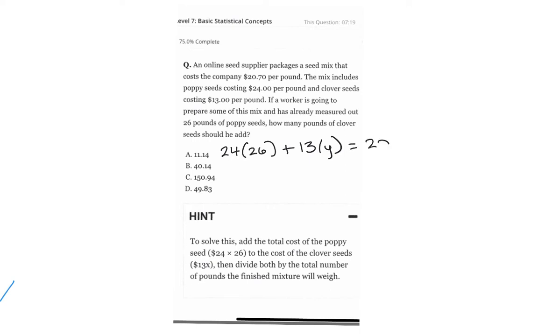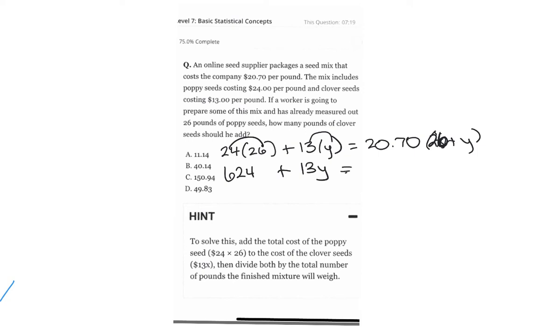And then we know we want the whole entire mixture to be $20.70 per pound, and it's going to be when that has both the poppy seed and the clover. So I can turn around and put the 26 for the poppy seed right there. Okay? I'm going to multiply 24 times 26 to get 624. Multiply 13 times Y to get 13Y.